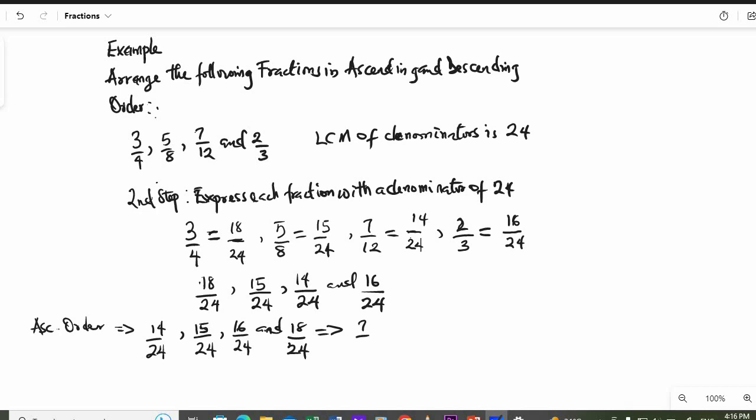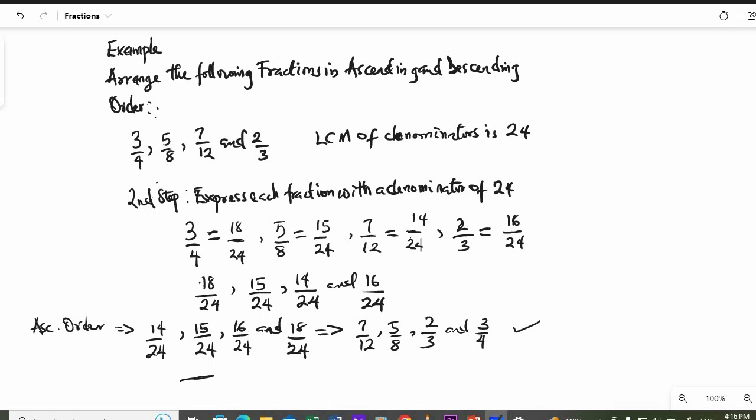14 over 24, that's 7 over 12. 15 over 24, that's 5 over 8. 16 over 24, that's 2 over 3. And 18 over 24, that's 3 over 4. So to arrange in ascending order, this will be the answer.